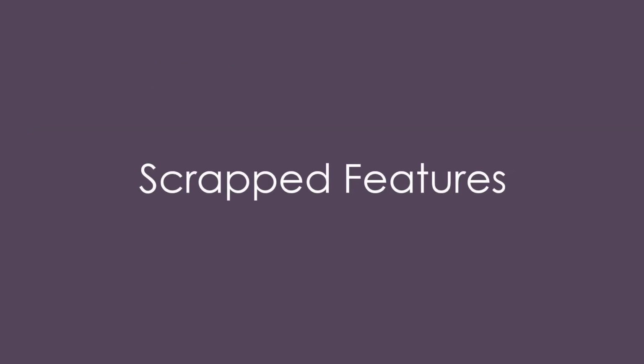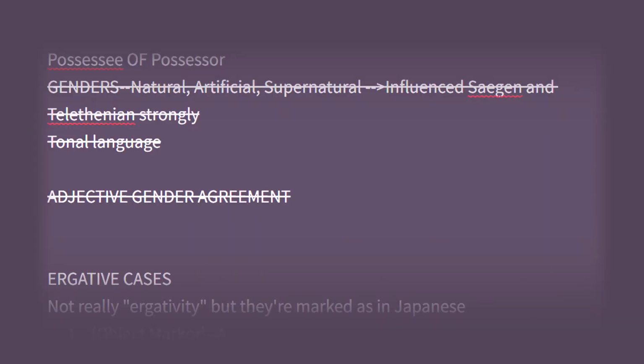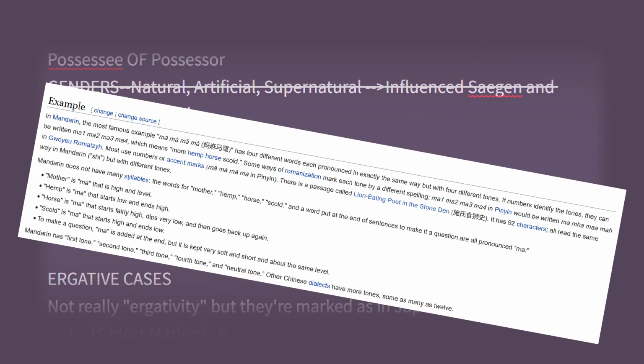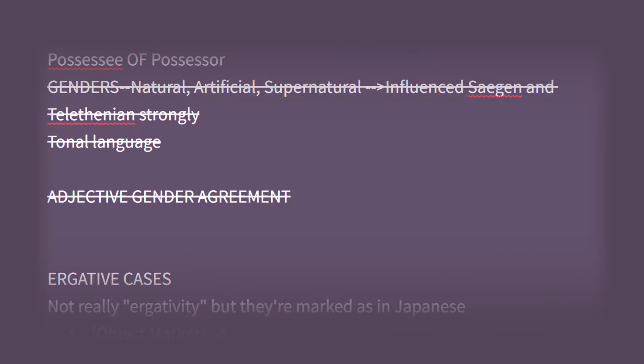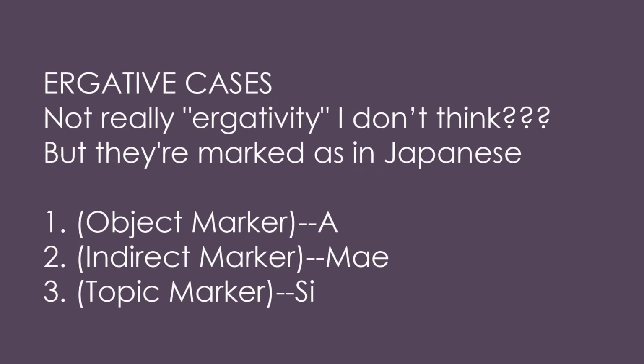Initially, I had planned on making this a tonal language, but considering that I am not very good at hearing tones, nor am I very good at saying tones, I decided to leave it out of the language ultimately. This language marks its object, subject, and topic very similarly to Japanese. The object marker is a, the indirect object marker is me, and the topic marker is si.